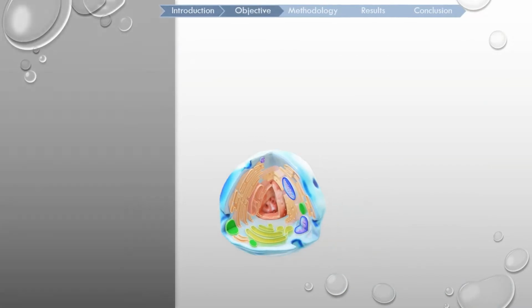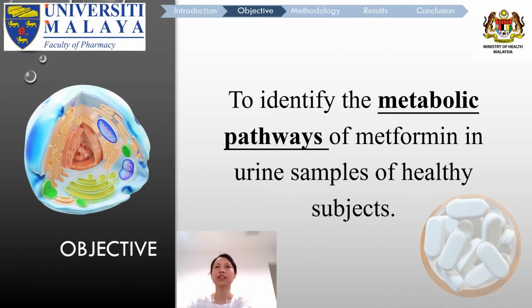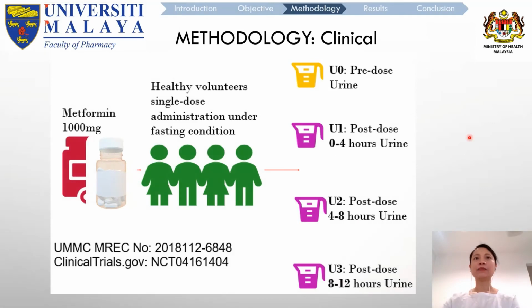The objective of my study is to identify the metabolic pathways of metformin in urine samples of healthy subjects. The methodology is divided into 3 parts: clinical, laboratory, and metabolomic statistical analysis. Healthy volunteers are screened for a list of inclusion and exclusion criteria. Eligible subjects are given metformin 1000 mg under fasting conditions. We collect the pre-dose urine sample as U0, U1 is post-dose from 0 to 4 hours, U2 4 to 8 hours, and U3 8 to 12 hours.